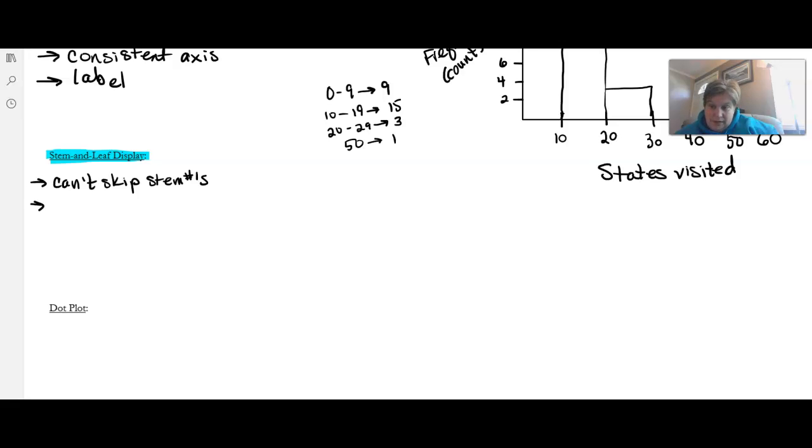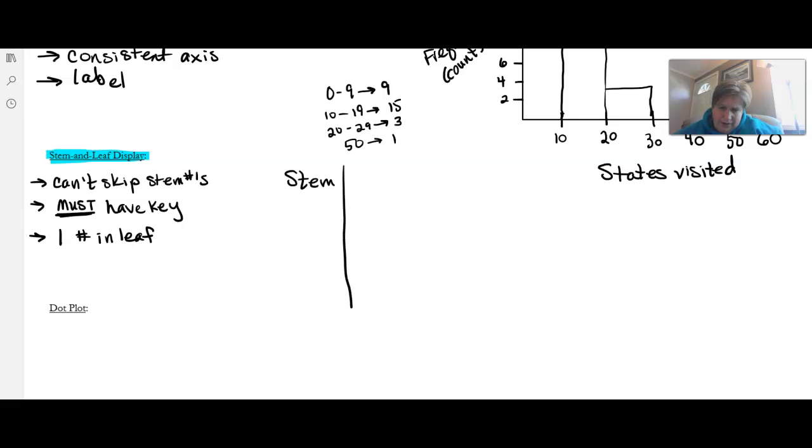You must have a key. This is a big thing people will always forget, and then I have to take points off. But you have to have a key so people know how to read your stem and leaf. And then the next thing is only one number in a leaf. Okay? So we're going to do a stem and leaf for the same data here. So we have our stem, and we have our leaf. You do not have to write the title stem and leaf when you make this, but for now I'm going to write it so that you know what's going on.